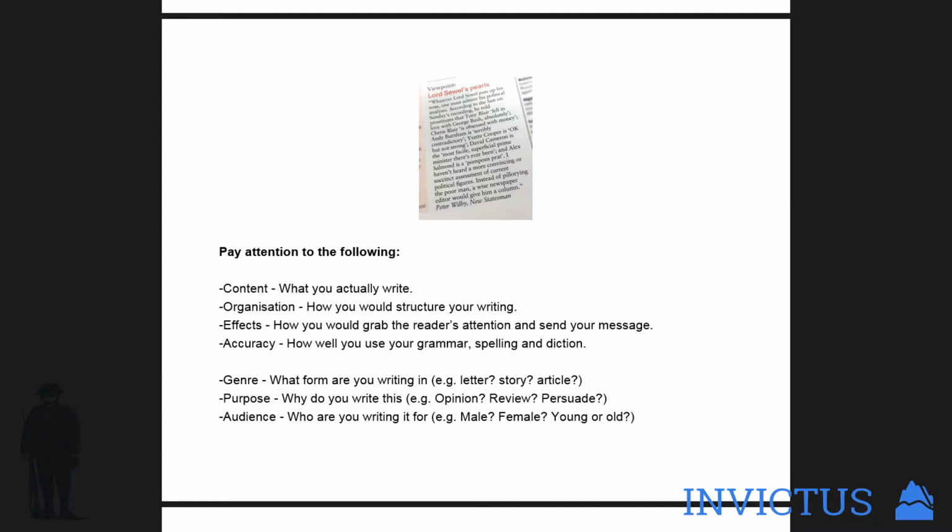Genre, what form are you writing in? So is it a letter, a story, or an article? Because remember, you can't mix up your genre. If you mix up your genre, you're dead already. Because if you're asked to write a letter and you write a story, you're dead.